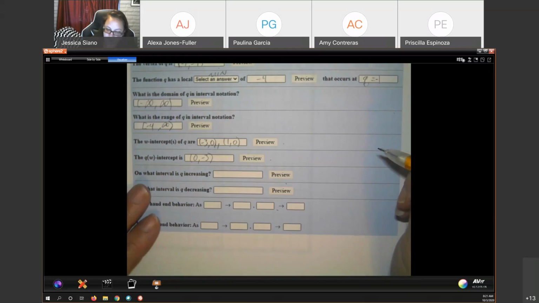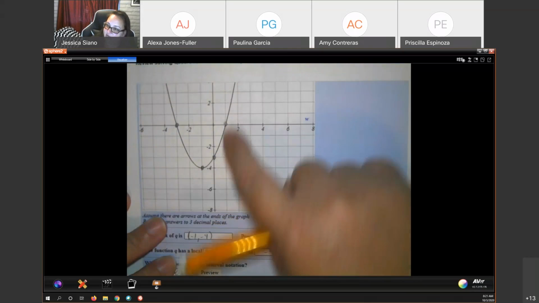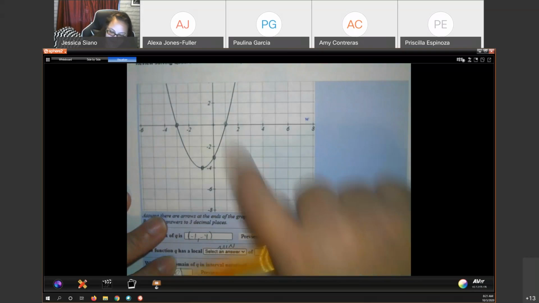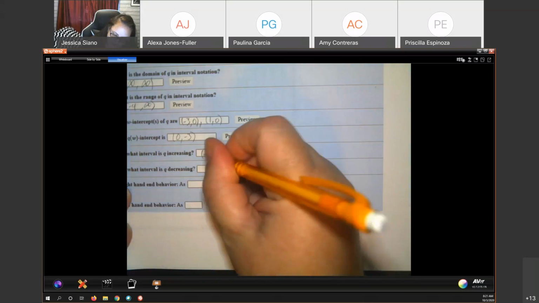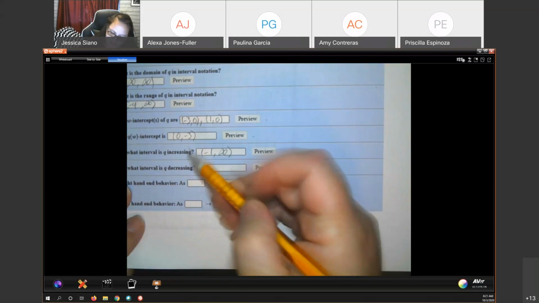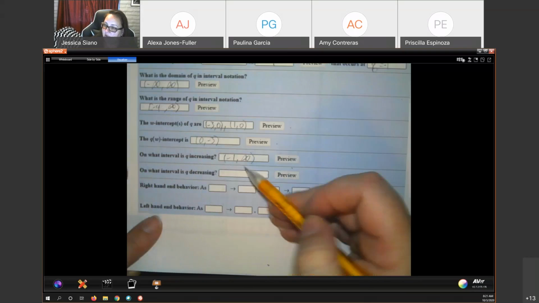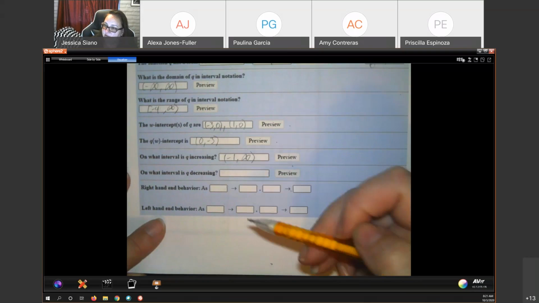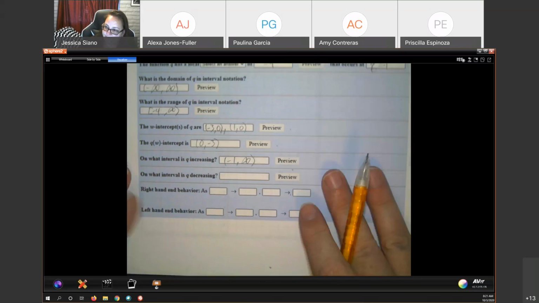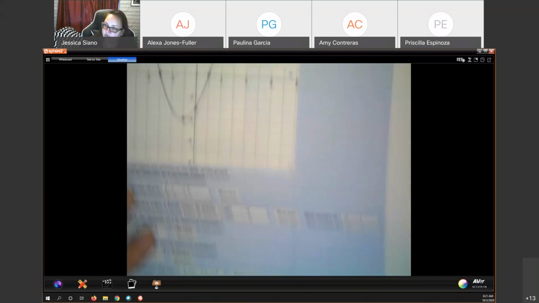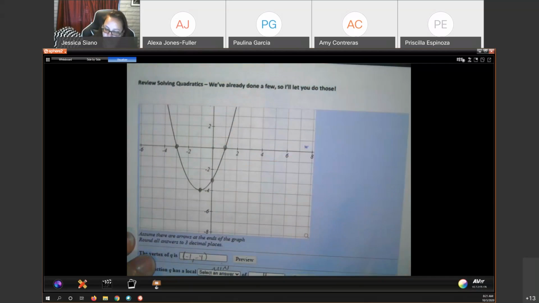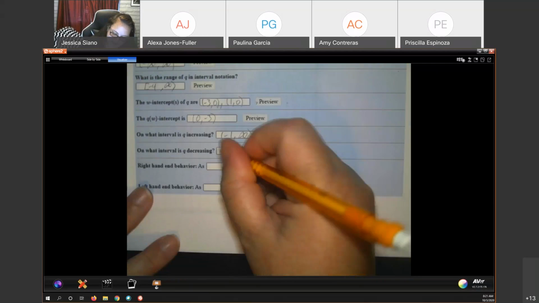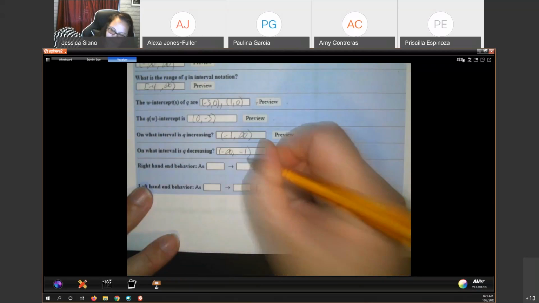On what interval is q increasing? Well, it looks like it's increasing on this side of the vertex. So I'm going to say from -1 to infinity, because remember, when we're dealing with increasing and decreasing, we only want the x values right here. Okay. On what interval is q decreasing? So that's going to be this side. So from -infinity to -1.